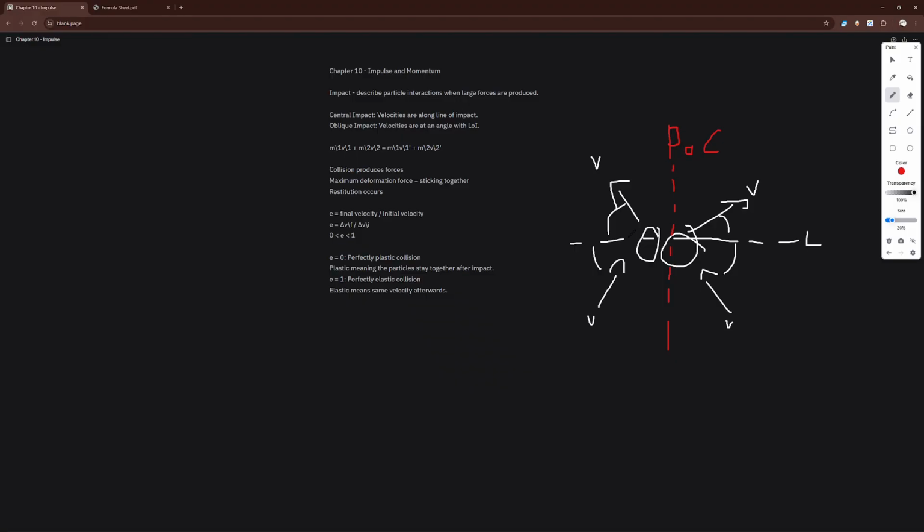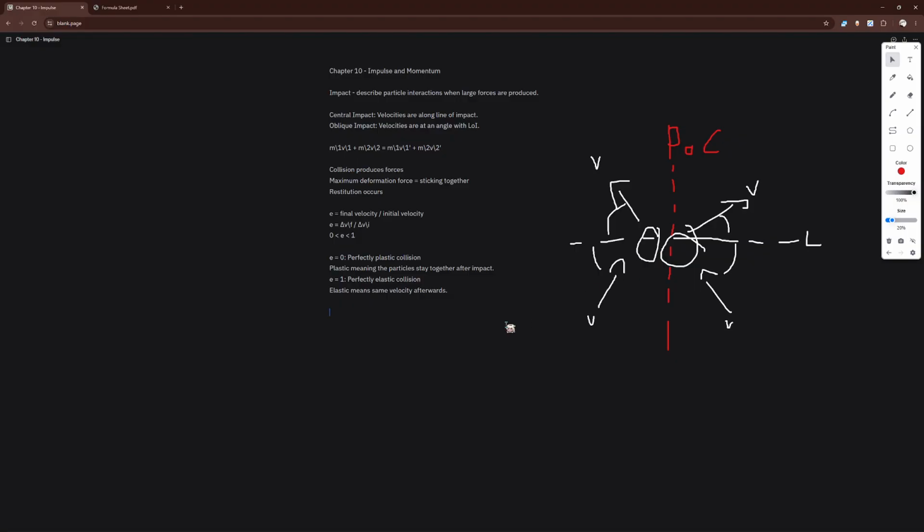So that is the theory here: along the point of contact we have no change in our momentum, and along the line of impact we have restitution and deformation, which means we're going to have a change in the momentum. So that is pretty much it.